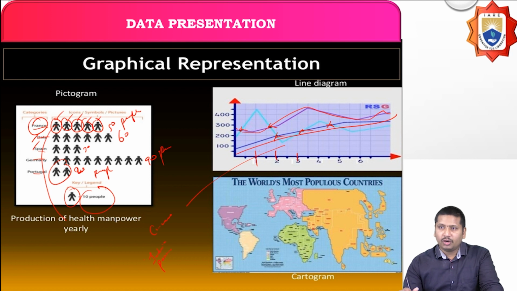And next one should be the cartogram. So it should be a graph of the world map. It should be one of the best examples of this.